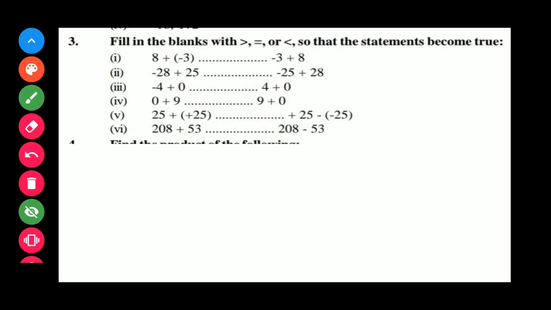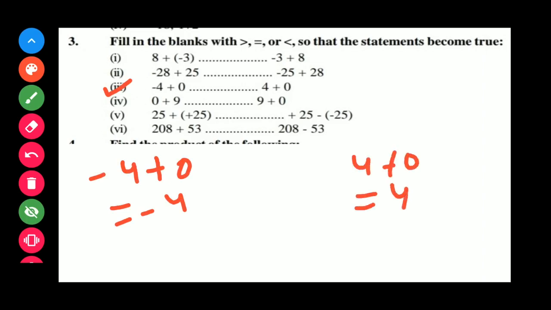Now come to the third part. This one is your third part. Minus 4 plus 0, it becomes minus 4. And here is 4 plus 0, that is 4. So this is the larger number and this is the lesser number. So you can put here less than like this.